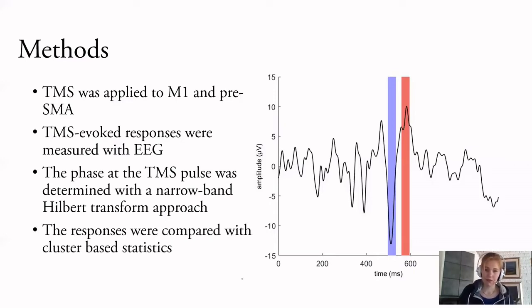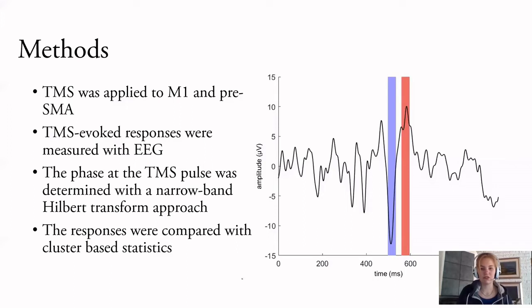Then cluster-based statistics was used to assess the differences between the two classes. So for those not familiar with this method, it's used for solving the multiple comparisons problem, which is often a problem with EEG data, by clustering. So first you use a statistical test of choice on all data points. So you use an independent sample t-test as this initial test statistic.